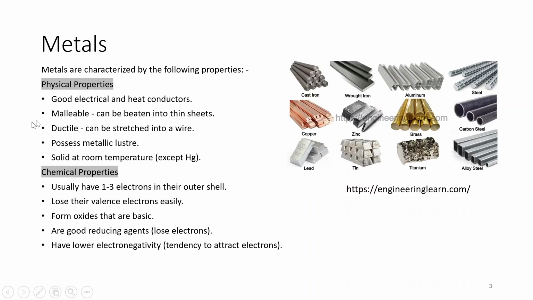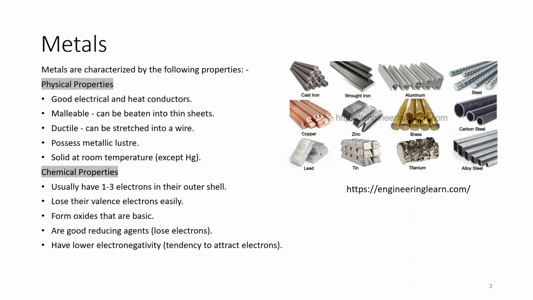Next you have malleability. If you compress it with a hammer or other equipment, then it can be formed into thin sheets. And next you have ductility. Ductility is that you can draw it into thin wires. These can be stretched into thin wires. So these have high ductility and they possess metallic luster. Also they are solid at room temperature except mercury.